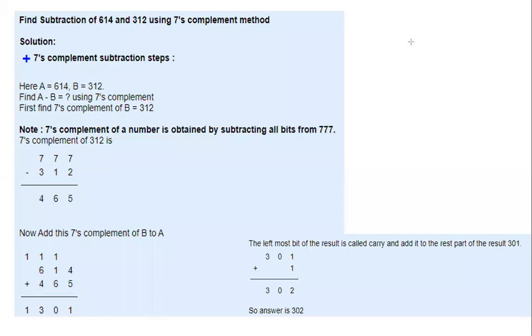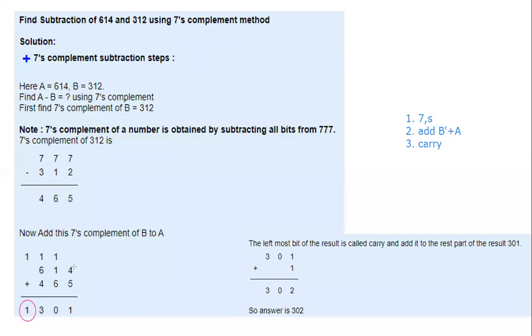So the first step is take the 7's complement. The second step is add the 7's complement number. Which is the 7's complement number? It is b. So add the 7's complement number with a, so a plus the 7's complement number. The third step is check for carry. Do I have a carry over here? If you can see clearly, I'm getting a carry.